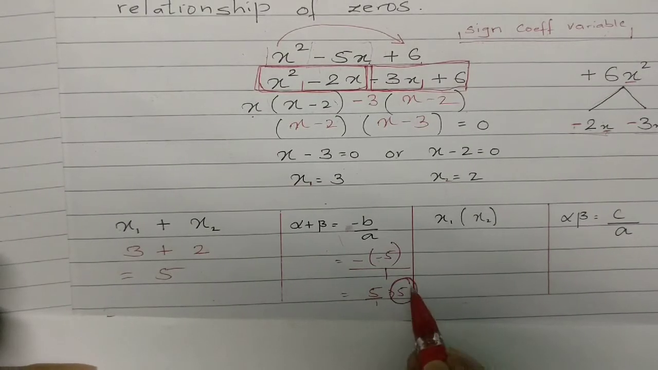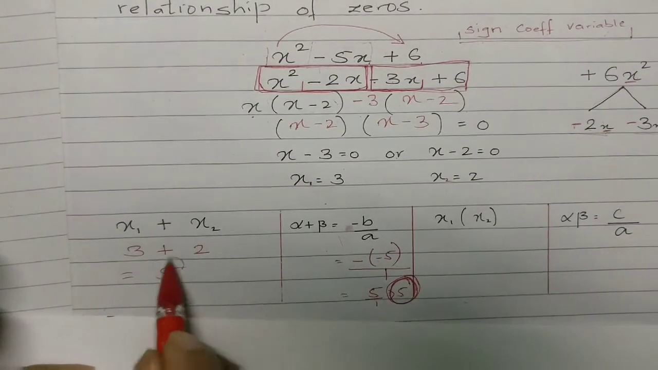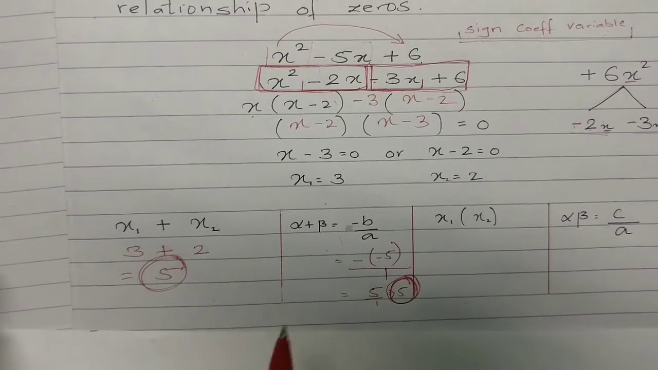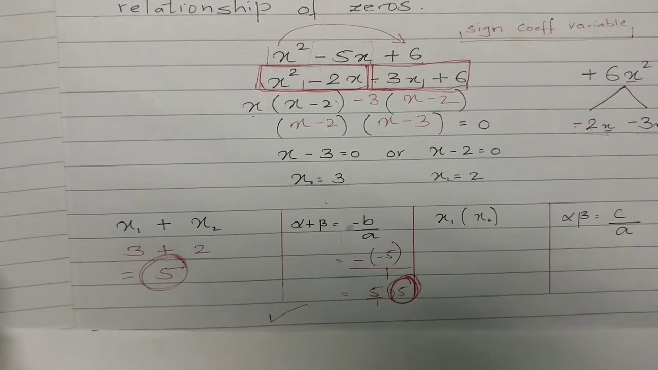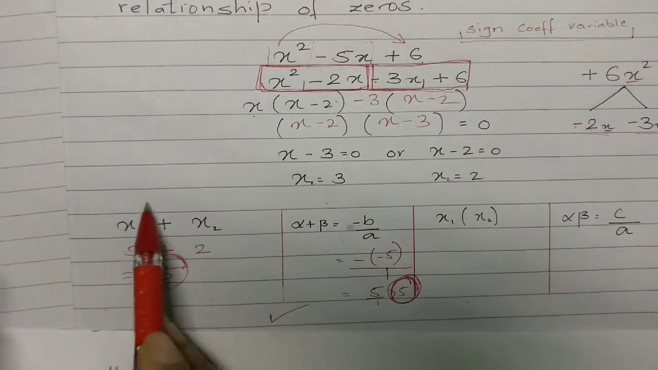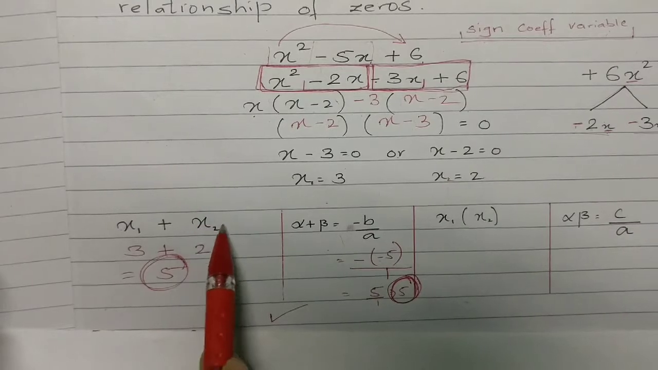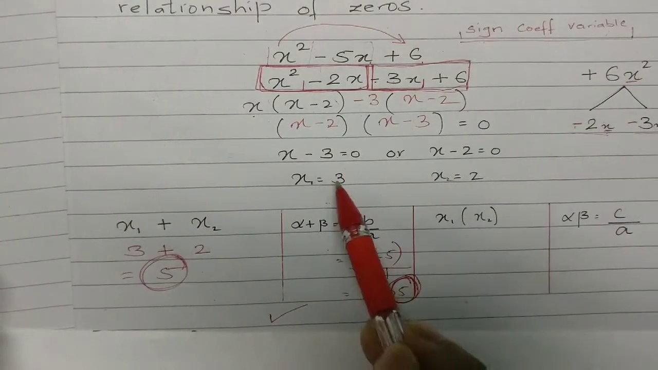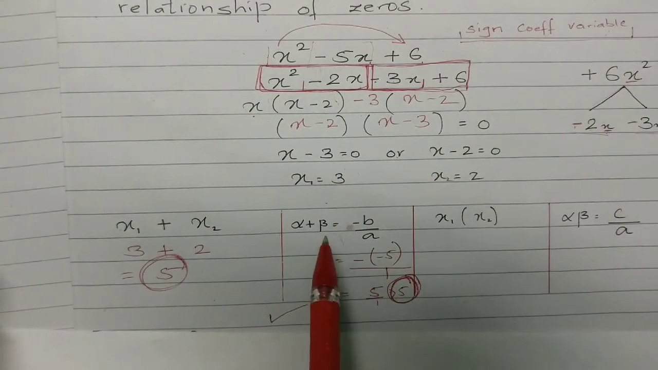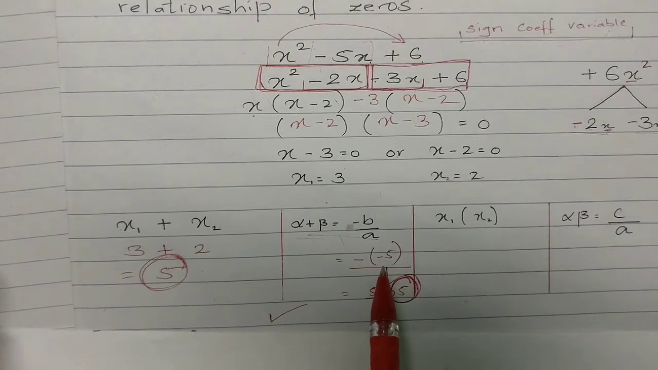Now can you see this? 5, and here also I have got the answer as 5. So now we have verified this, that sum of the zeros using the splitting of middle term, whatever we have got, and also by using the formula.